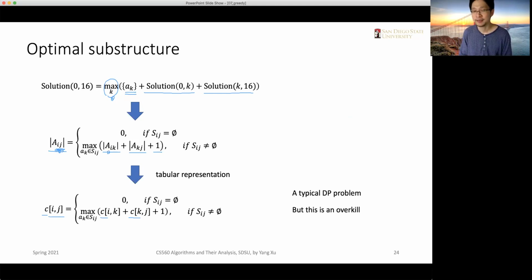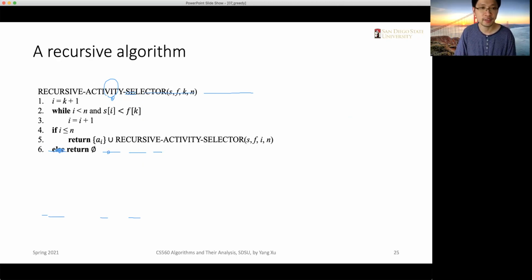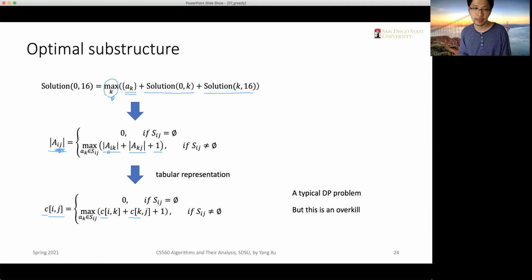But this is good. Well, I mean, this is correct, right? But this is not necessary. This is an overkill. Because of the special nature of this problem, we don't actually look into all possible subproblems. And we just use a simple heuristic, which would be sufficient to solve the problem, okay?